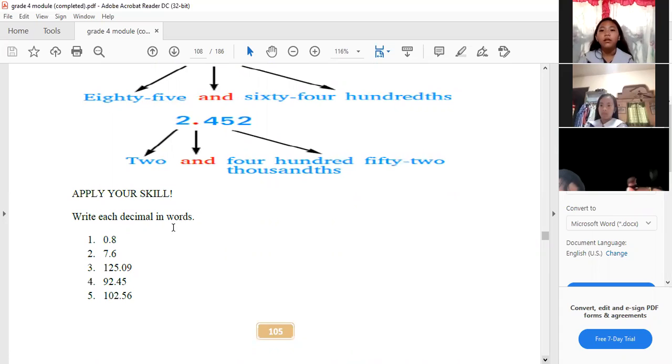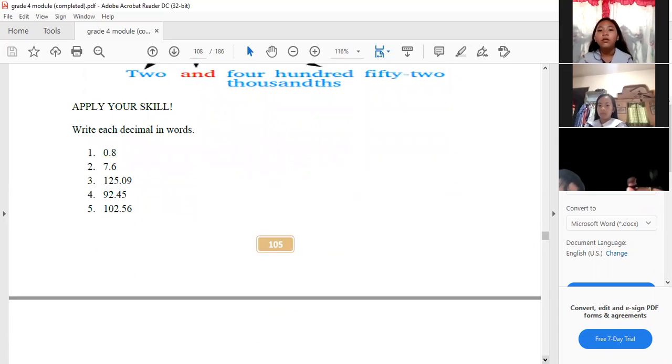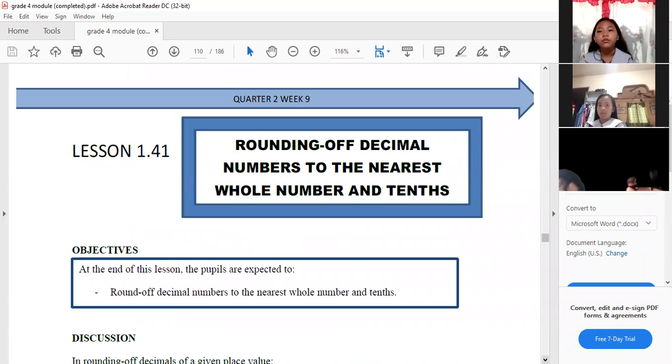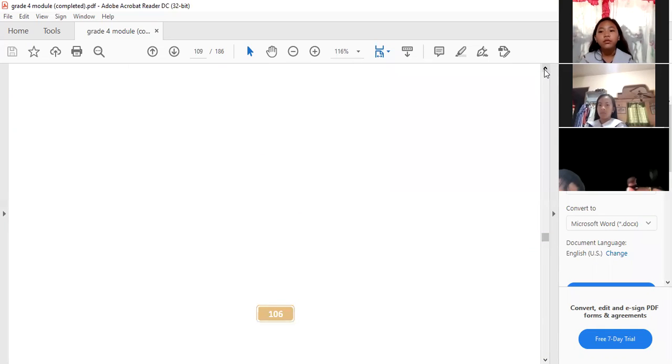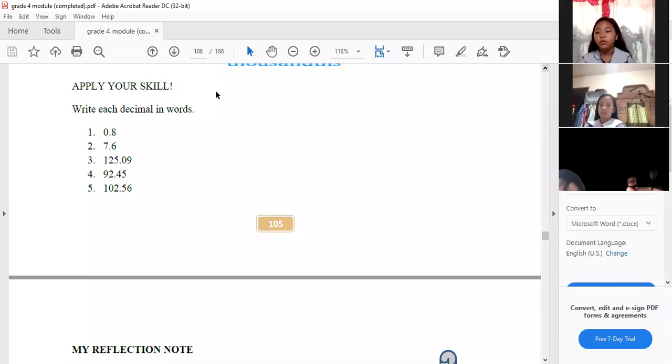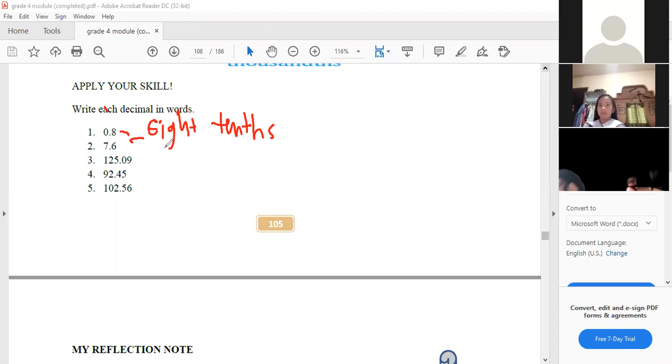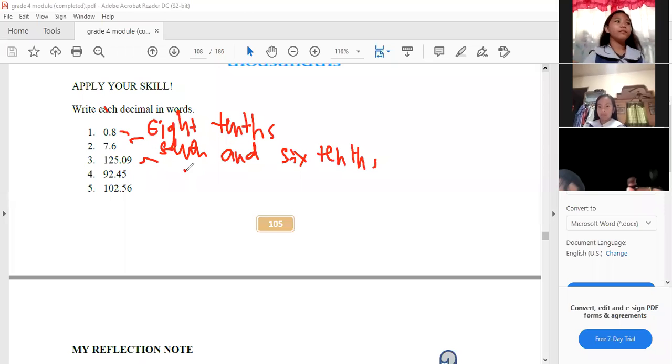Now, write each decimal in words. We're not going to read the 0. When it starts with 0, you just write, for example, eight tenths. And here, seven and, take note of that: there should be an "and" for the decimal point. Six tenths.